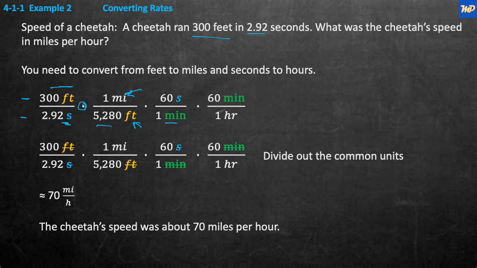300 feet per 2.92 seconds times 1 mile per 5,280 feet times 60 seconds per 1 minute. And then we're going to hours times 60 minutes per 1 hour. So we went from seconds to hours, seconds to minutes, and then minutes to hours.